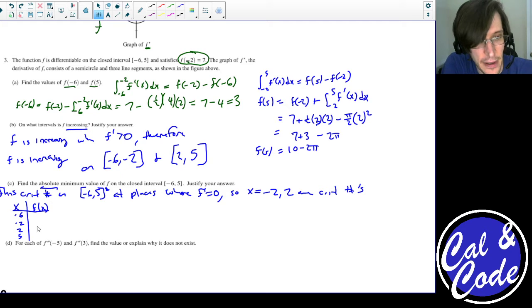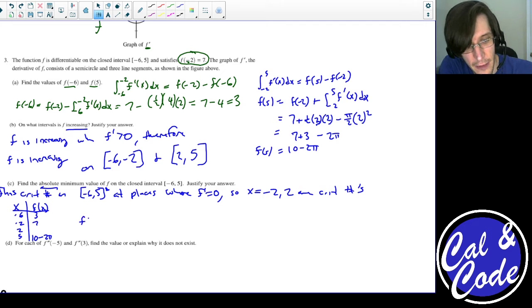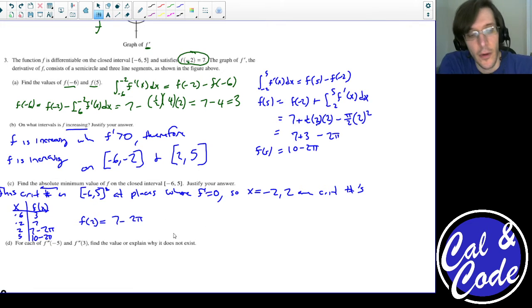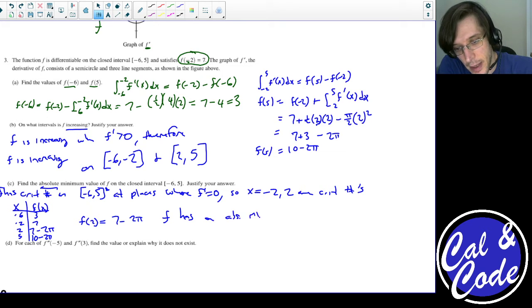I've already found f of -6, it was 3. F of -2 was given to me, it was 7. F of 5 I found was 10 minus 2 pi. And f of 2 is going to be 7 minus my semicircle part, so minus the 2 pi. This means f has an absolute min value of 7 minus 2 pi at x equals 2.